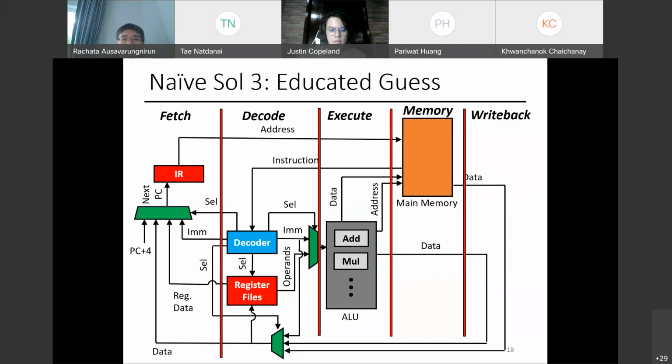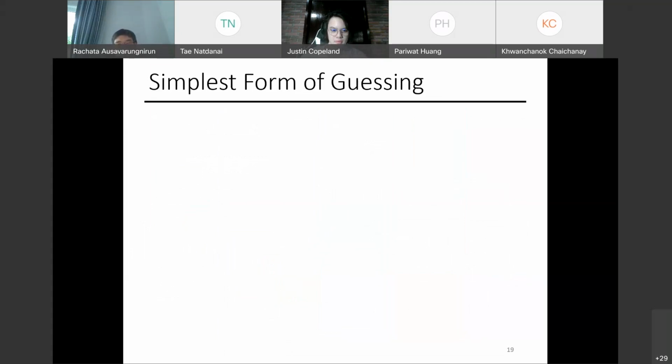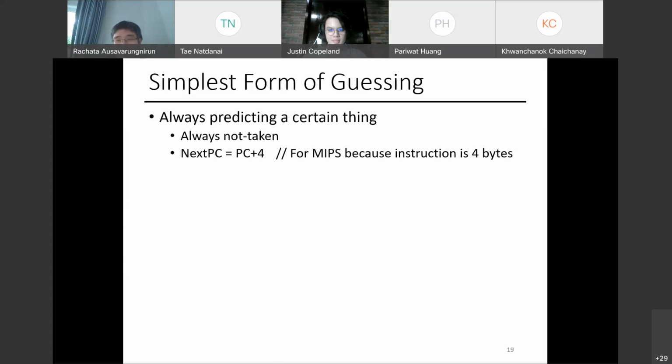All right, educated guess. Not really sure why I went back to this pipeline design, because I don't need it. But what would be the simplest form of guessing? So what's the easiest thing to guess? Yeah, I guess loop, right? But the simplest decision to guess is to always do the same thing over and over again. So you can say always not taking the branch or always taking the branch.